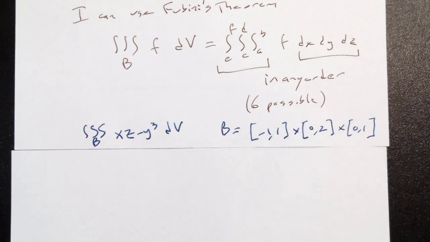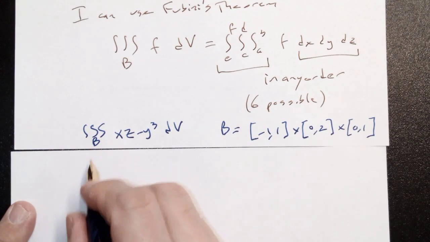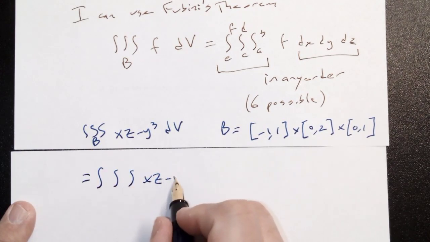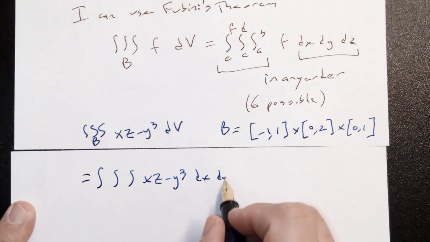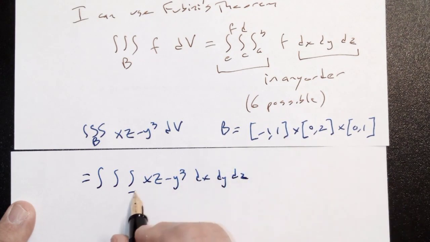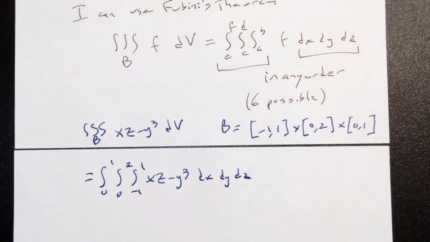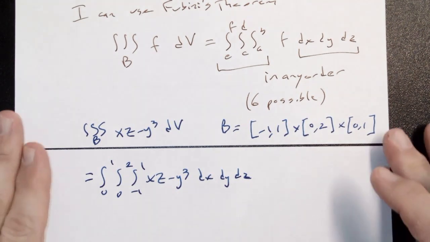Yeah. Okay. So if I'm going to do that, then this integral becomes xz minus y cubed dx, dy, dz. That means the -1 and the 1 are on the inside. The 0 and the 2 are on the middle, and the 0 and the 1 are on the outside. I've put them in the order that matches the differential choice. But that means I'm integrating with respect to x first.